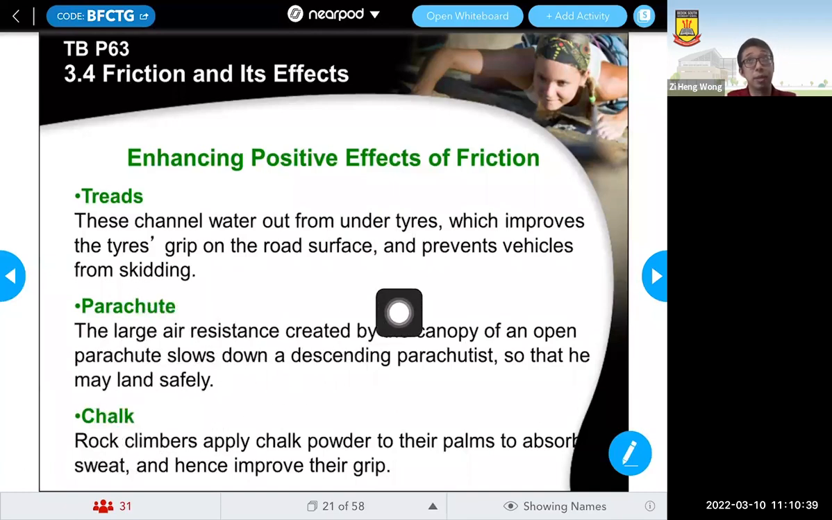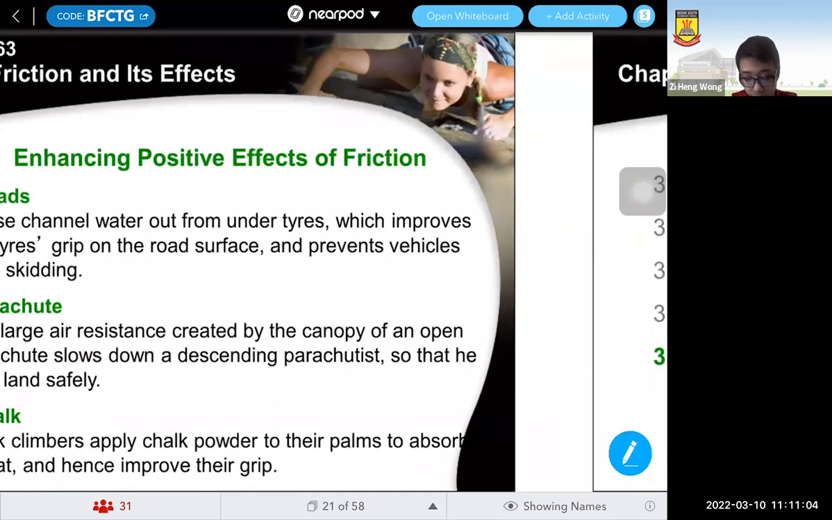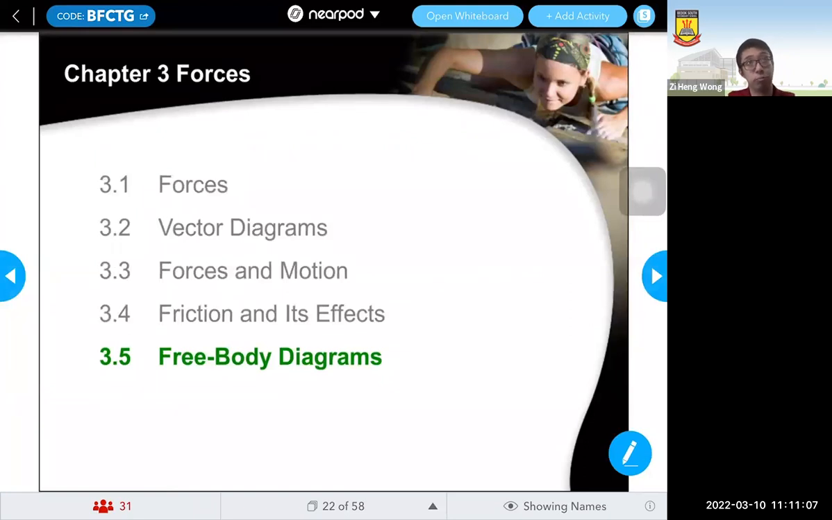Then for rock climbers, I've found this photo over here. If you have done rock climbing before, you may notice that rock climbers' hands always look a bit powdery, a bit white. That's because they use some chalk. It helps to absorb the sweat and also improve the grip when they are climbing. If their hands become very sweaty, it is of course more dangerous because they might slip when they climb. So basically for friction, we only discussed the bad and the good: how can we reduce the bad and how can we increase the good.